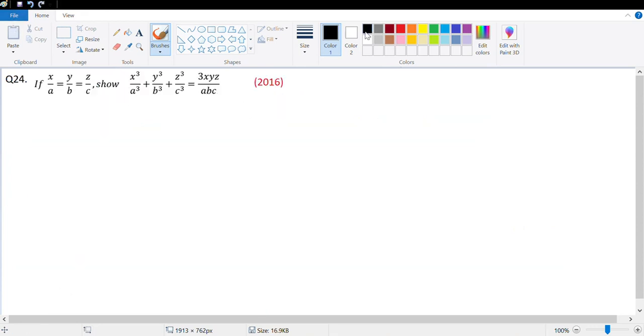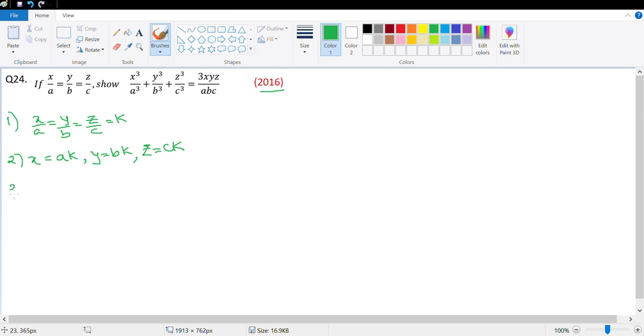The next question that we are doing is question number 24. It says if x upon a is equal to y by b is equal to z by c, show left hand side is equal to right hand side, a question which appeared in your 2016 board paper. So let x by a is equal to y by b is equal to z by c is equal to k. Let that be the assumption. What this gives us is x is equal to ak, y is equal to bk, and z is equal to ck.